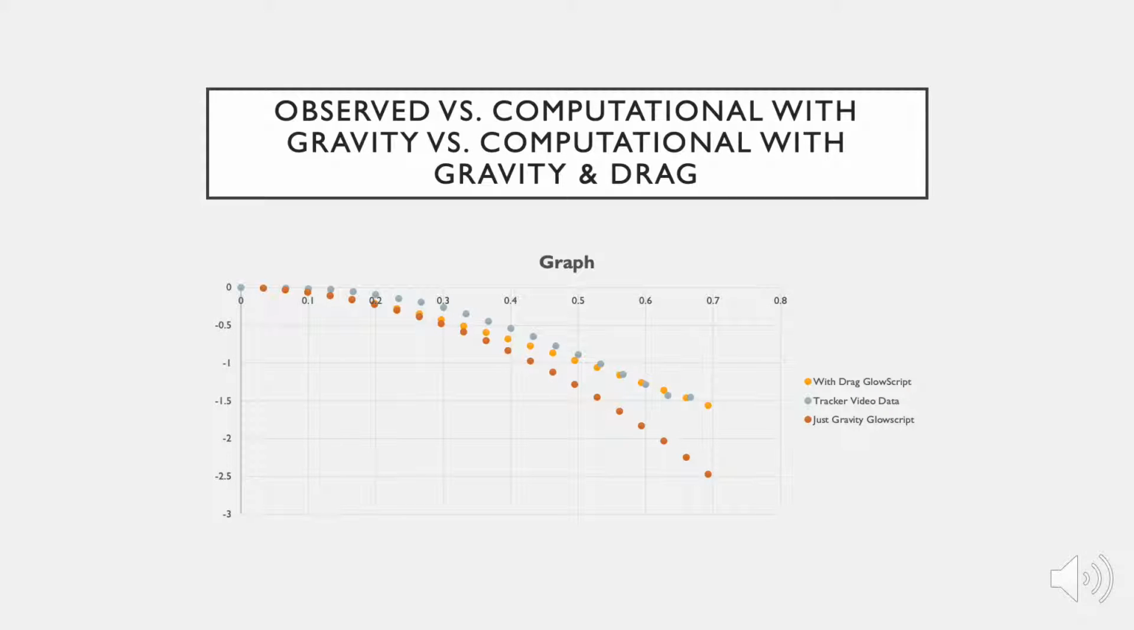On this slide, you can nicely see all three scenarios played out together. The orangish color at the bottom is the Just Gravity GlowScript code. As you can notice, it travels much further than the other two lines, while the other two lines tend to pair nicely. The tracker video data is in the grayish blue color, and then the drag and gravity GlowScript data is in the yellow color. This helps to confirm that there are multiple forces acting on the object, and it shows the effect of drag.